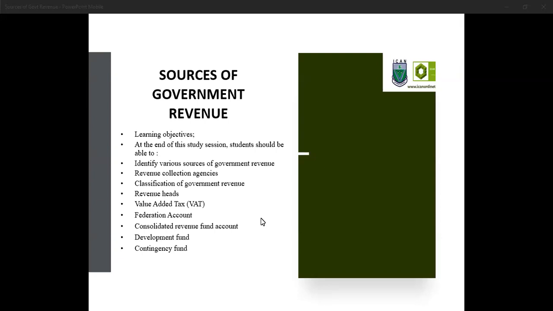Under the course of study, we are going to take a look at the various sources of government revenue. We will look at revenue collection agencies and classification of government revenue. We will have the revenue heads, the value added tax, federation accounts, consolidated revenue fund accounts, development fund accounts, and contingency fund accounts.